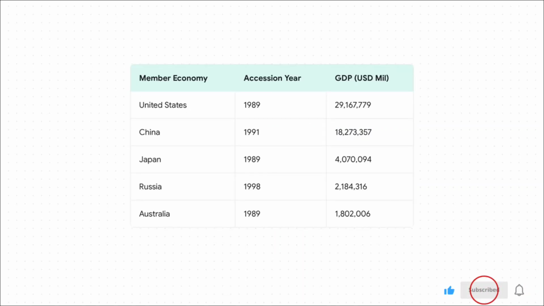And this table gives you a sense of the sheer economic firepower we're talking about. You've got the founding members from '89, like the US, Japan, and Australia, but then look at the major additions later on, like China in '91 and Russia in '98. I mean, the combined economic weight here is just immense.